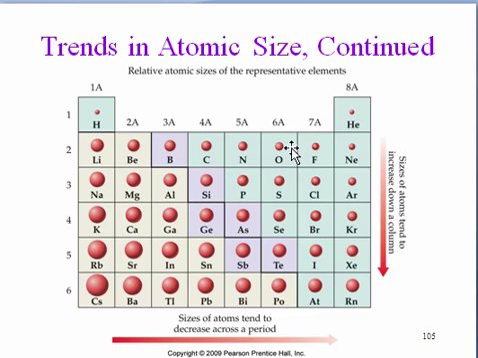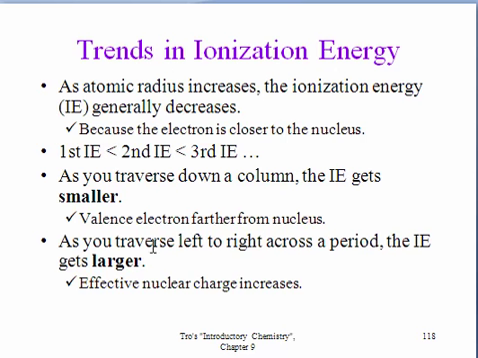Now, as we go from left to right, our atoms get smaller. So that means our electrons are being held much more tightly by the nucleus, and it's going to be harder to remove them. So as our size goes down, our ionization energy goes up. We need more energy to take electrons away from smaller atoms. So as you go from left to right, the ionization energy gets larger because that nuclear charge that electrons feel increases. So if you can remember the size trends, the ionization energy trends are exactly opposite.